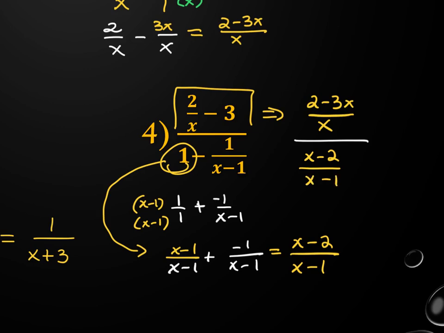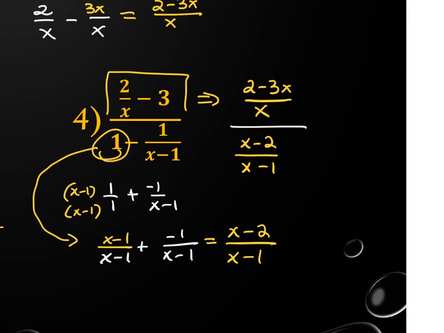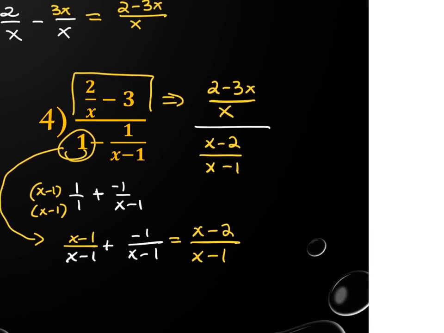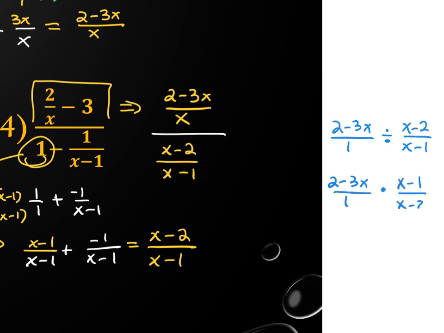Now I can do the division. So I'm now doing, and maybe I'm going to do this all the way over to the side, I'm doing the numerator divided by the denominator. I'm going to do my stay, change, flip. Stay, change the division to multiplication, flip upside down.